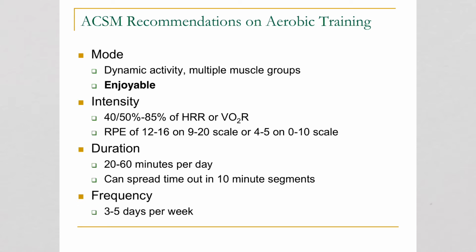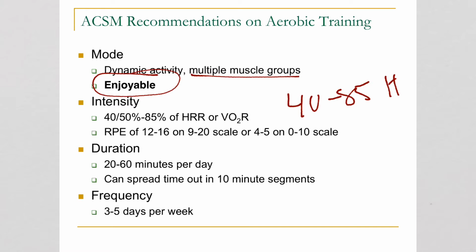When we talk about aerobic training, as I mentioned before, we're going to talk about the ACSM guidelines and recommendations, and you see them all listed here. The mode can be anything, as long as it's multiple muscle groups, and the key when we're prescribing this is that it's an enjoyable activity. Intensity, we're going to talk more in our exercise prescription lecture about how we set this, but this is basically 40 to 85% of the heart rate reserve. We'll talk all about that later. Duration, 20 to 60 minutes. Frequency, multiple days a week.